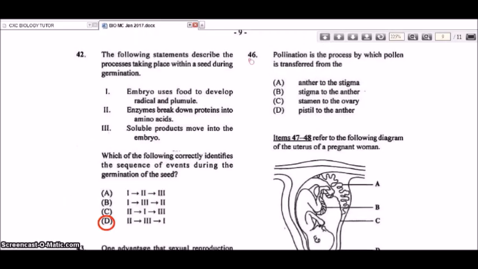Question 46. Pollination is the process by which pollen is transferred from the A, anther, to the stigma. So that is what pollination is. The pollen grains are moving from the anther, the male part of the flower, to the stigma, the female part of the flower.